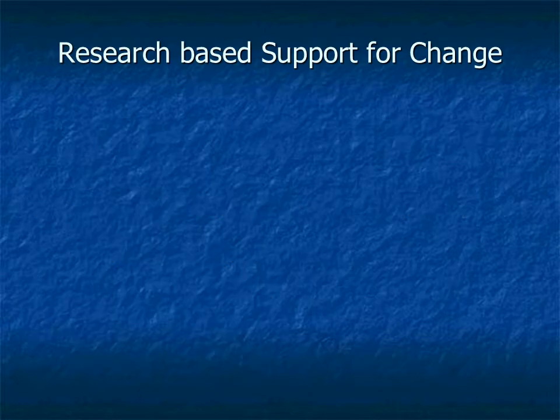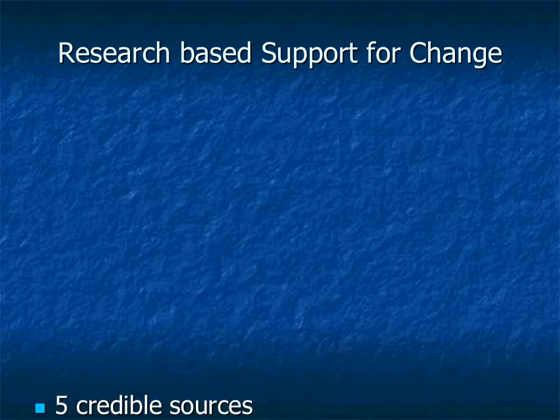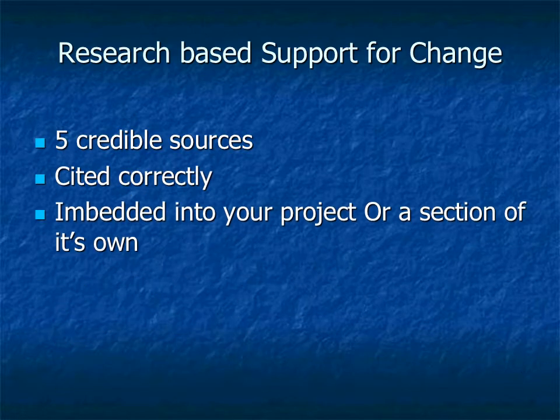The third part is your research-based support for change. You have to find 5 sources, as we've talked about a little bit, that are going to give you some information about your project. They don't necessarily have to support what you believe is happening or what you see happening. It may actually be the exact opposite. You may find some sources that tell you something different than what you found out. And that's okay, because that's a good comparison that you can make.